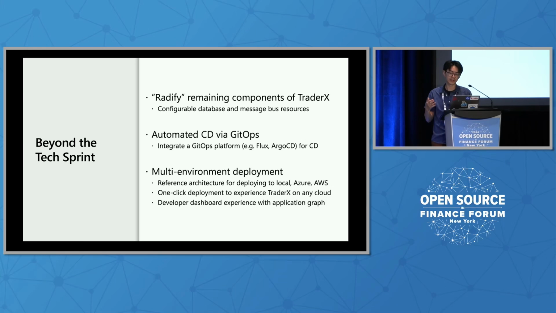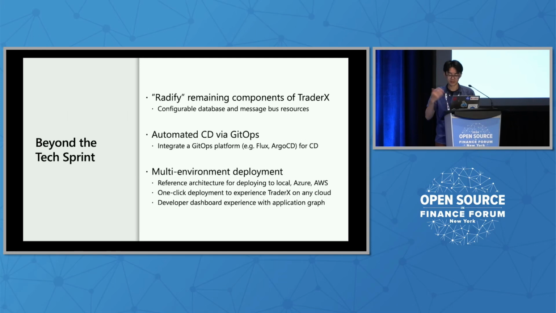And then we want to build an automated CD pipeline via GitOps. Radius is currently building integration with Flux and Argo CD for you to be able to do continuous deployment with your GitOps platform. Once that feature is available, we want to bring that into TraderX and implement a CD pipeline with GitOps using Radius as well. And then finally, we want to package this all up into a multi-environment deployment reference architecture so that we can help users of TraderX set up this similar one-click deployment experience of TraderX to any cloud.